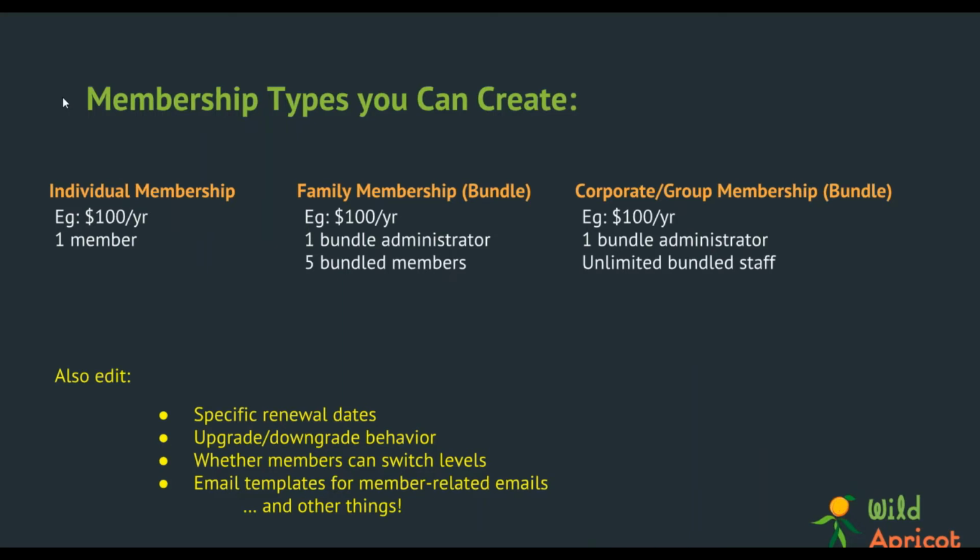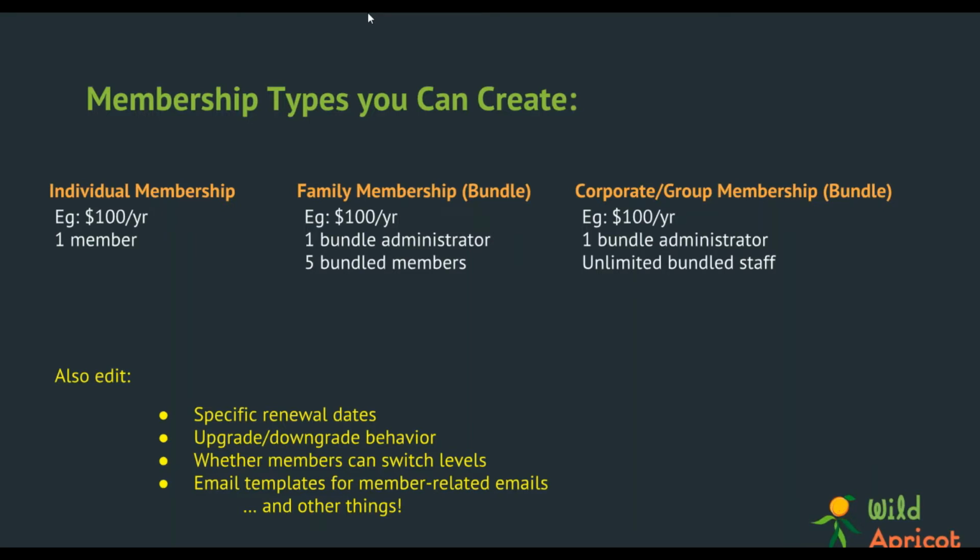The examples that I have here, I have 3 of them that I think are the most common and commonly experienced on Wild Apricot. On the far left, you have just a standard individual membership. And just as an example, we have it set for $100 a year. That's for one person. That's a standard example of how you can create an individual membership.